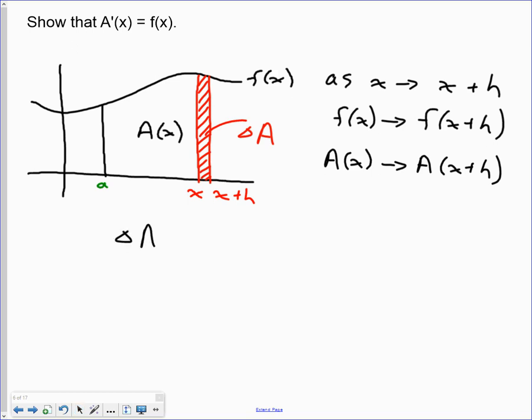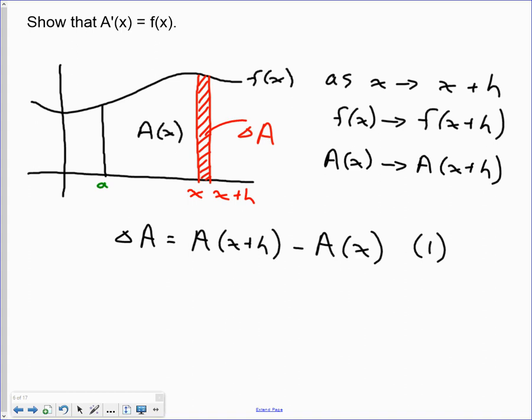So the change in area, as we go from x to x plus h, is going to be the area at x plus h minus the area at x, just the difference in those two areas. Okay. We'll call that expression number 1 here. Now, I've got one expression here for delta A, that area.